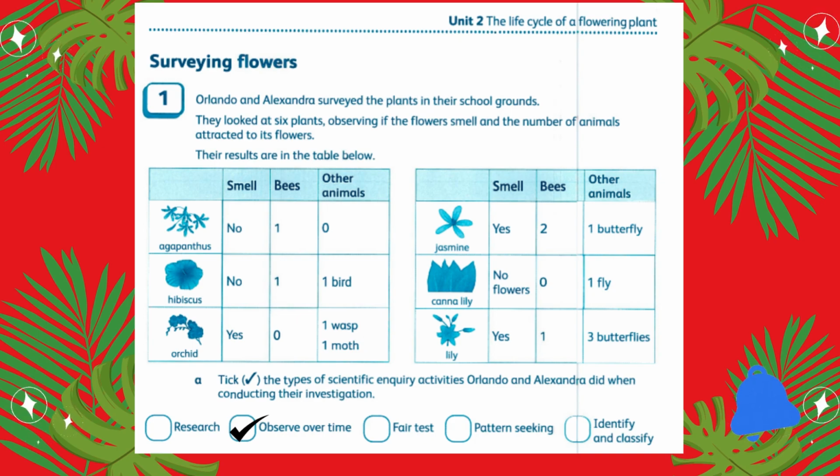Name the types of scientific inquiry activities Orlando and Alexandra did when conducting their investigation. So the options are observe over time, research, fair test, pattern seeking, identify and classify. So I think observe over time.